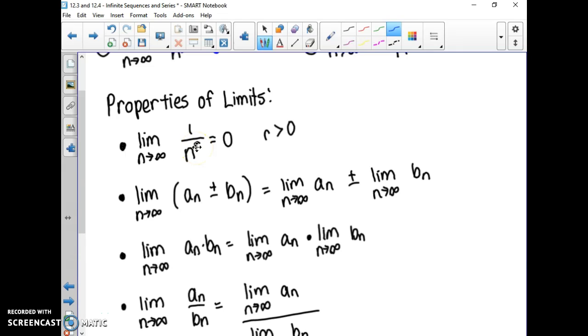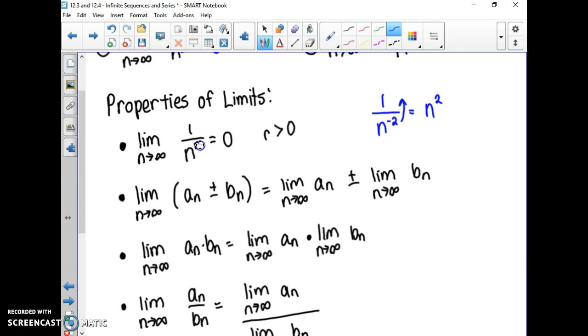Because what happens if I have a negative r? What if I have like 1 over n to the negative 2? How do I rewrite that without a negative exponent? We have to move it to the top. So it would be just really like n squared. So it wouldn't have a denominator anymore. And that number is just going to get larger and larger and larger.